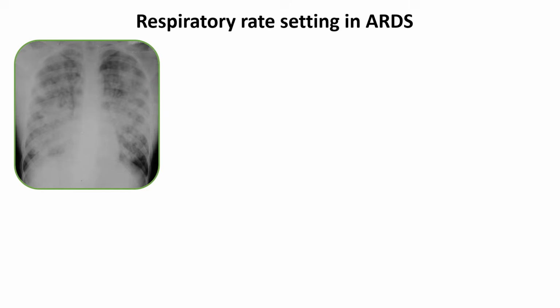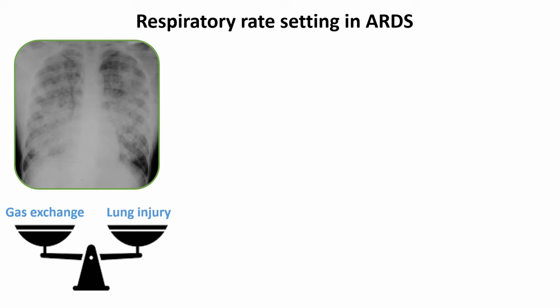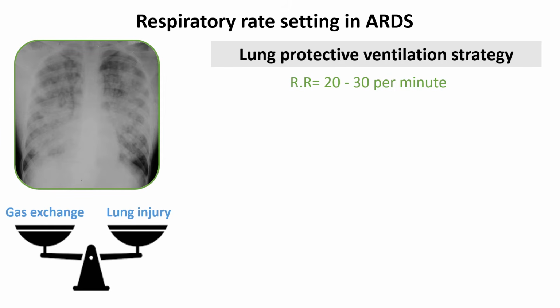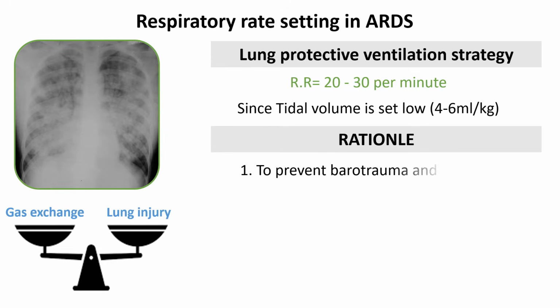In acute respiratory distress syndrome, the respiratory rate is set to optimize gas exchange while preventing ventilator-induced lung injury. A moderate to high respiratory rate, typically between 20 and 30 breaths per minute, is used as part of a lung protective ventilation strategy. This approach helps maintain adequate minute ventilation while compensating for the lower tidal volumes that are recommended to reduce lung injury caused by excessive pressure or volume.